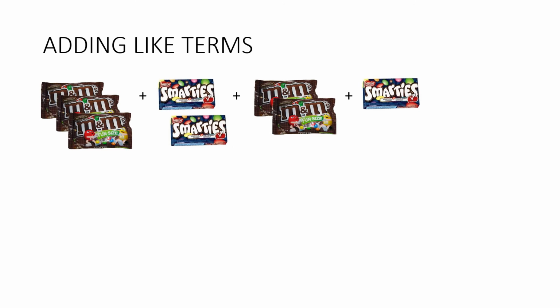Okay, it's a tricky one. What can we do here? Let's write it as a sentence first. We've got 3m plus 2s plus 2m plus 1s. What do you think? Can you see that we've got 5m plus 3s? Hoping you're starting to understand that only like terms can be added. Okay, we can't add m's and s's together because they represent different quantities.